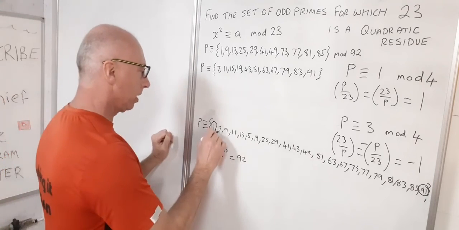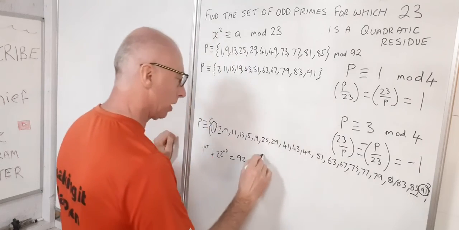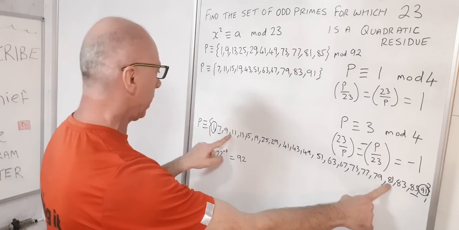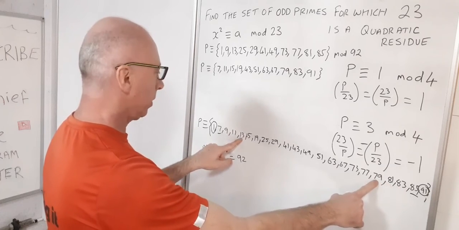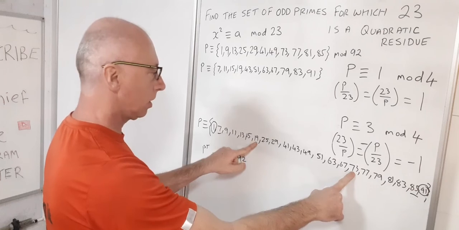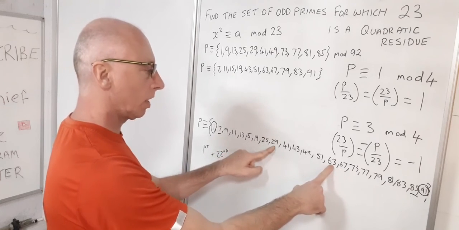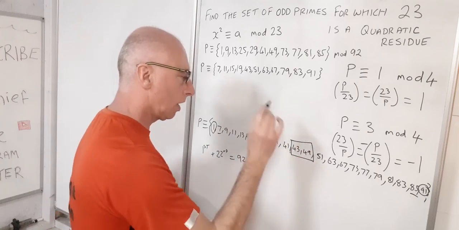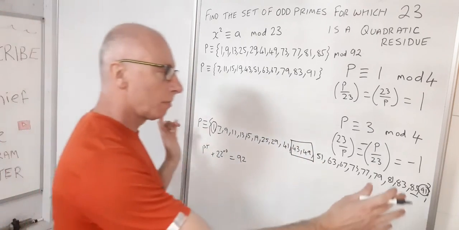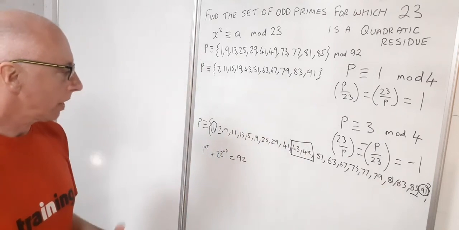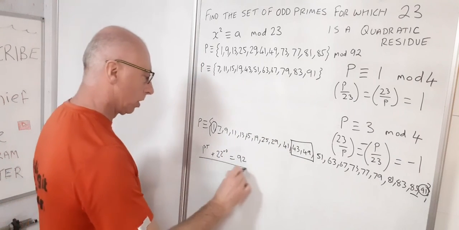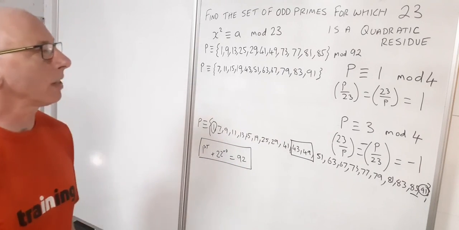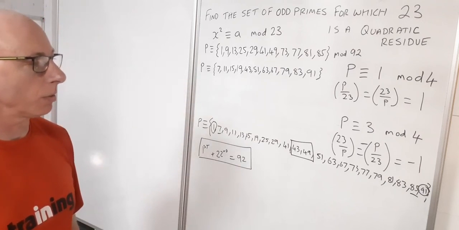So for example here, 7 and 85, that gives me 92. 9 and 83, 92. 81 and 11, 13 and 79, 15 and 77, 19 and 73, 25 and 67, 29 and 63, 41 and 51, and finally 43 and 49. So all of those pairs matched up should add up to 92. And that's one way you can check your table. Okay, so this is the answer to the set of odd primes which 23 is a quadratic residue.